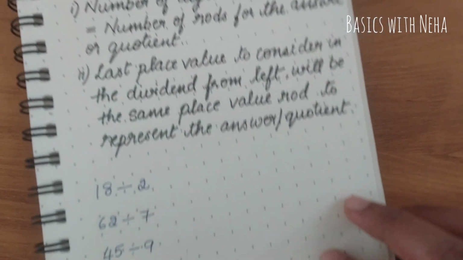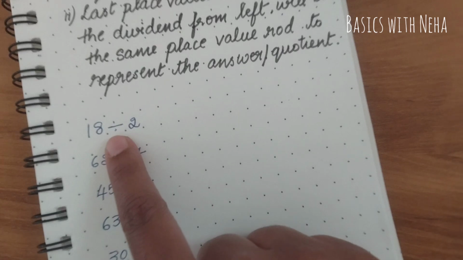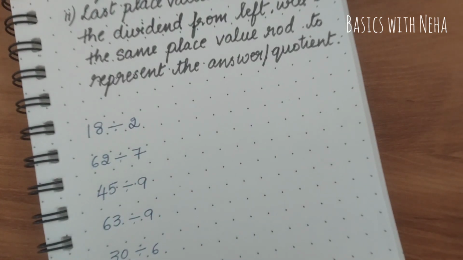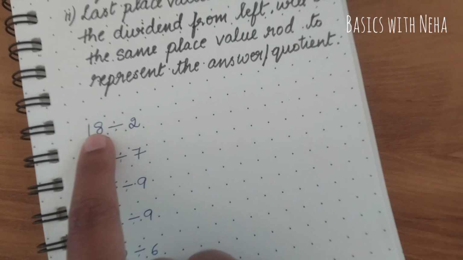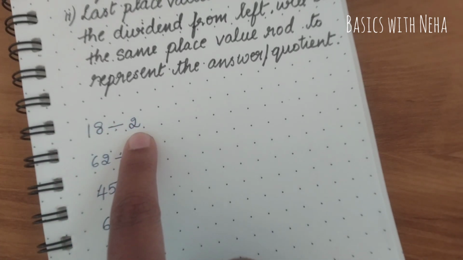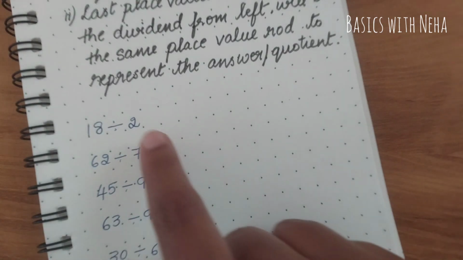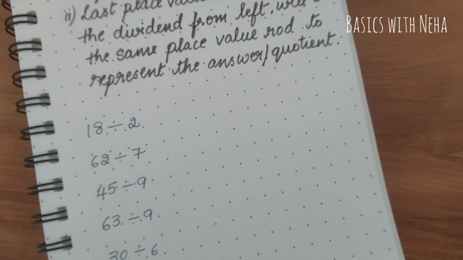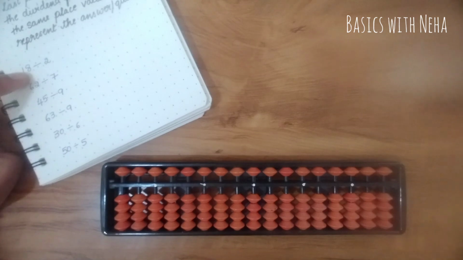Now I have listed a few questions which are 2 digit divided by 1 digit. So we know that the number before the division sign is the dividend, the number after the division sign is the divisor, and the answer we are going to get in two parts, one being the quotient, the other being the remainder. So we have to take the dividend on the tool.